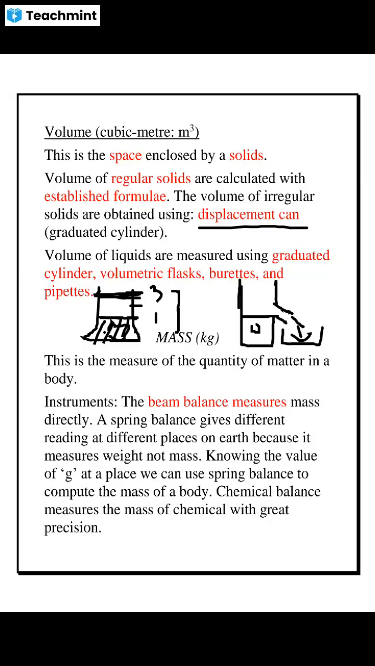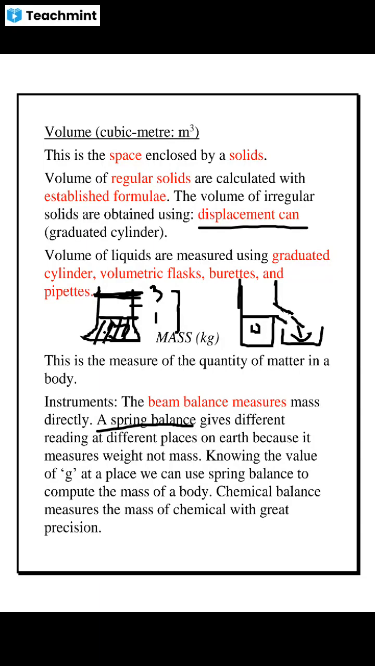Some students normally make the mistake of saying that we use a spring balance to measure mass. Yes, they are partly right. You can use a spring balance to measure the mass of a body, but you cannot use it to measure it directly. You can use a spring balance to measure the weight of a body, and from the weight you can get the mass, if you know the acceleration due to gravity at the region where you are doing the measurement.